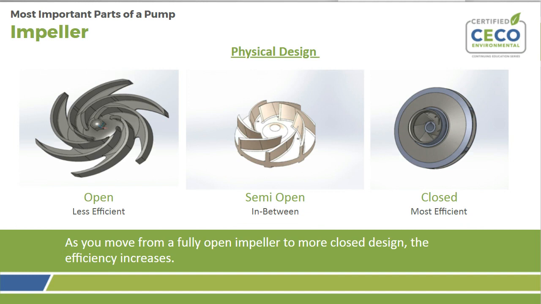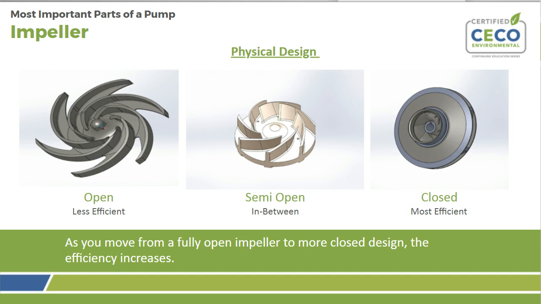As you can see from the open design, the impeller vanes are free on both sides. With the semi-open design, the vanes of the impeller are free on one side, in this case, the top side. And enclosed, or what's referred to as shrouded, on the bottom side. Shrouding an impeller often adds mechanical strength to the impeller as well. On a closed design, the vanes are located between two shrouds, front and back.